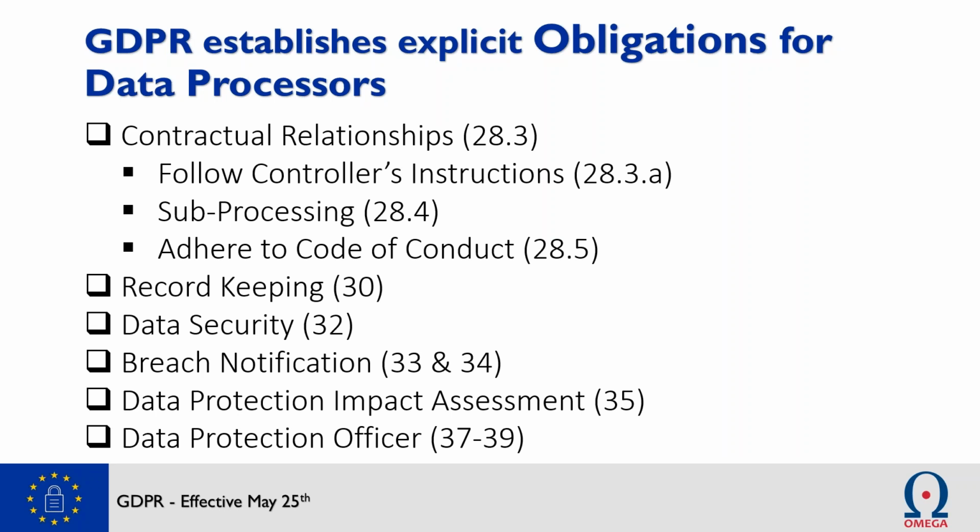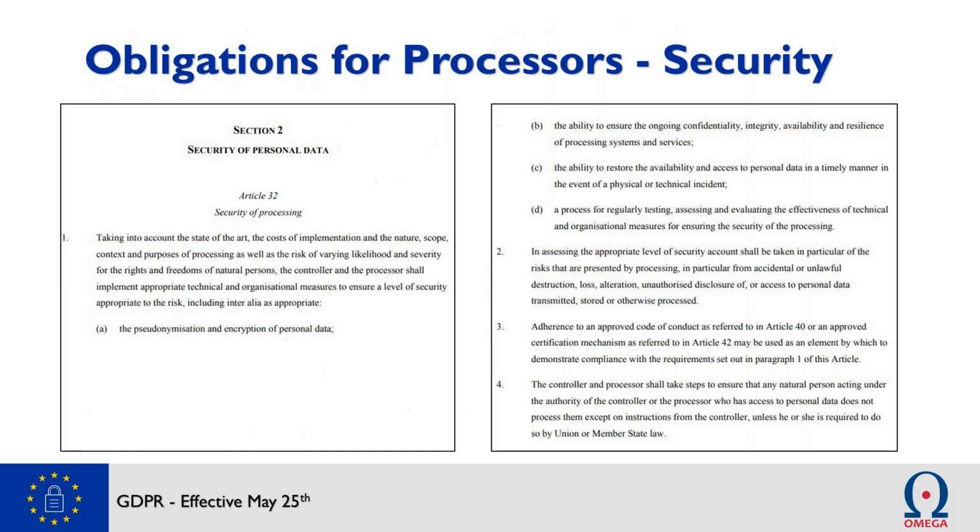The data protection impact assessment is kind of similar to a risk assessment that we do here in the United States, although you want to do it with a focus on the GDPR requirements. And then again, you may need to assign a data protection officer under certain circumstances. So Article 32 provides more information on security of data processing.